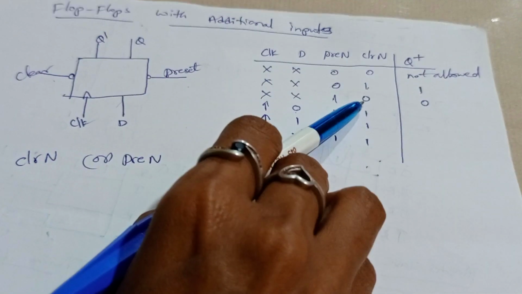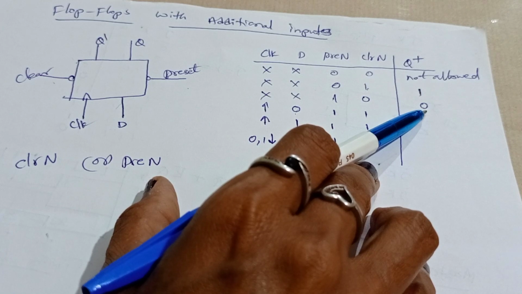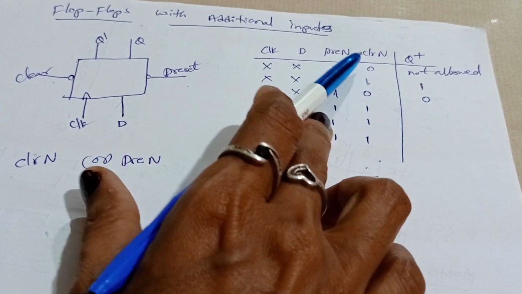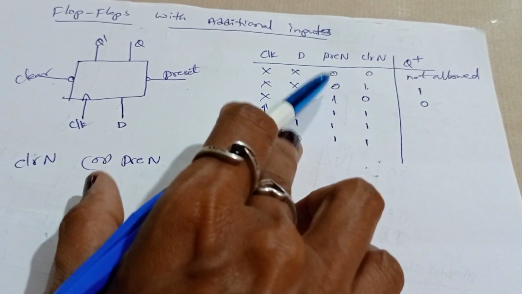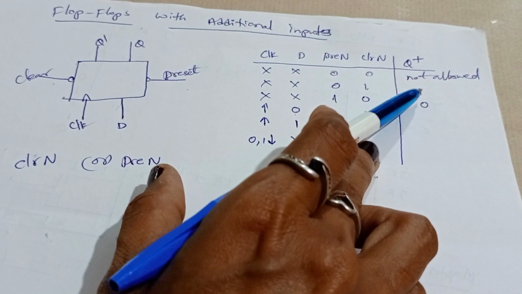0 applied to clear is reset. Flip flop is cleared. When 1 is applied, that means preset. It is presetting, that is set.